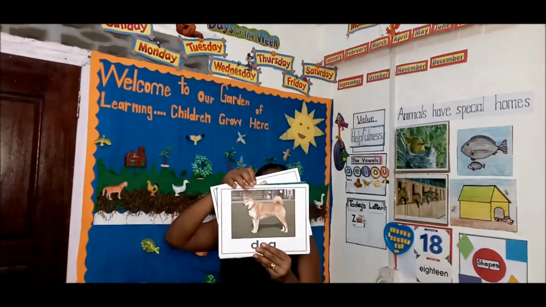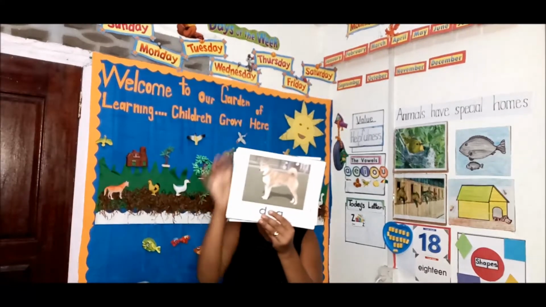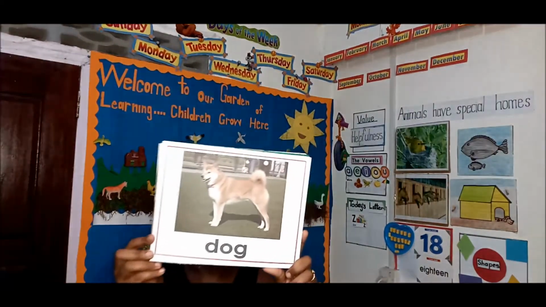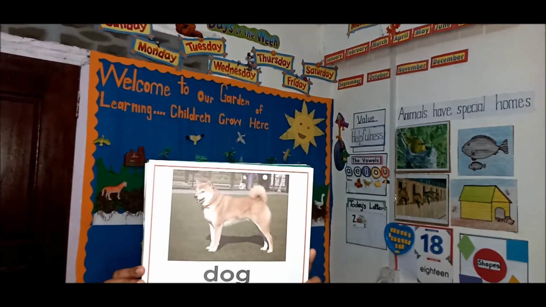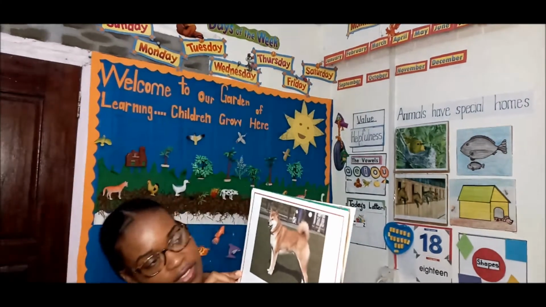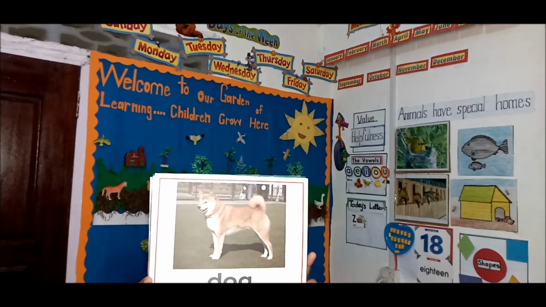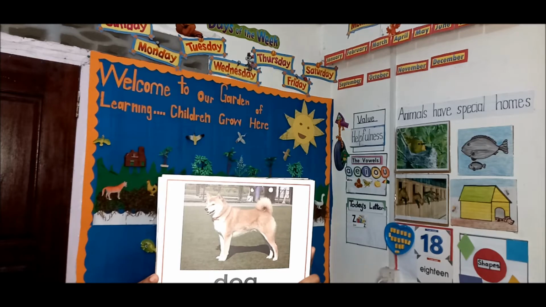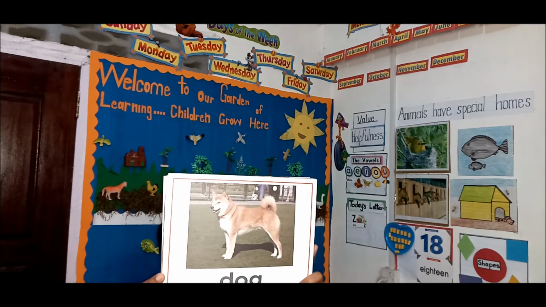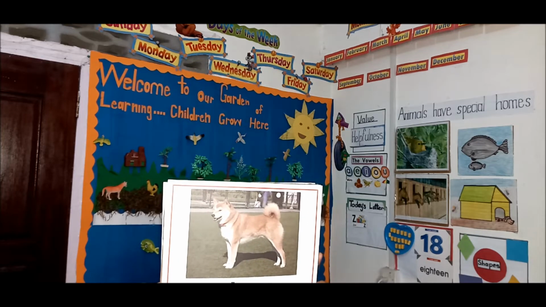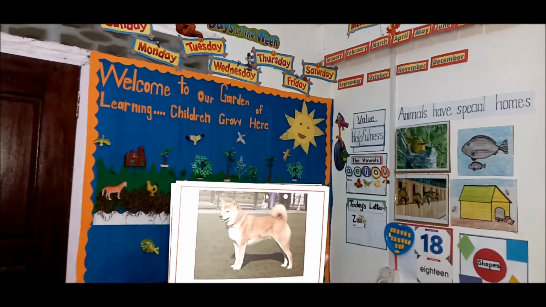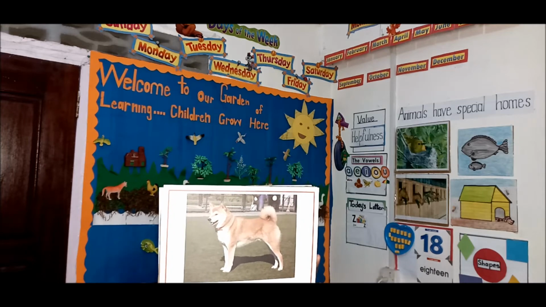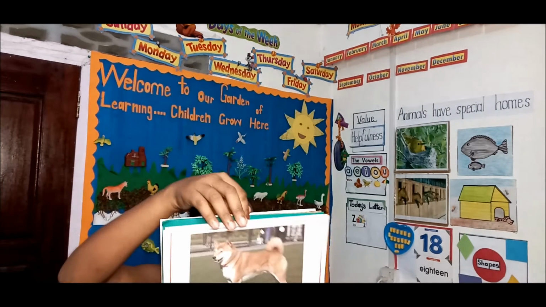And then we have a picture of a what? A dog. You see this dog? What is the color of this dog? Let's take a closer look. Yes, the color of this dog is brown and white. Now the dog is a domestic animal also because it lives around our home environment and amongst people. Okay, boys and girls? Let's see what else we have here.